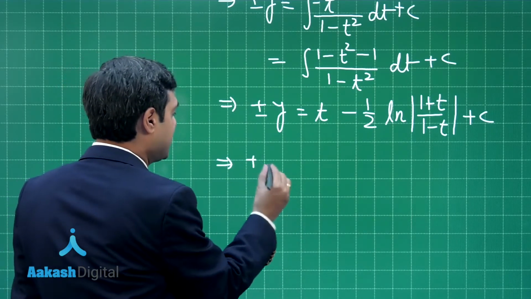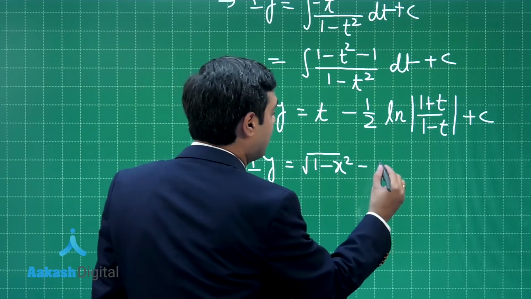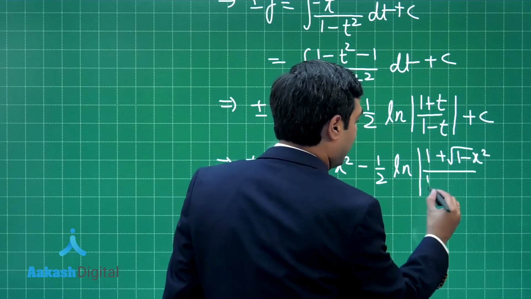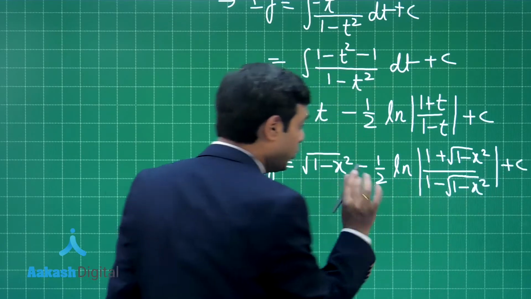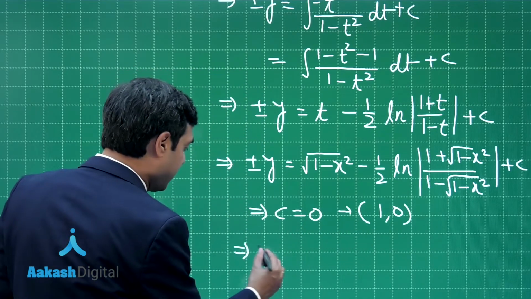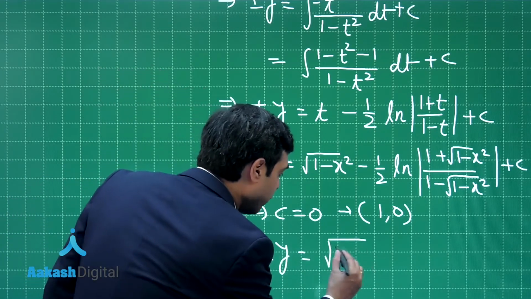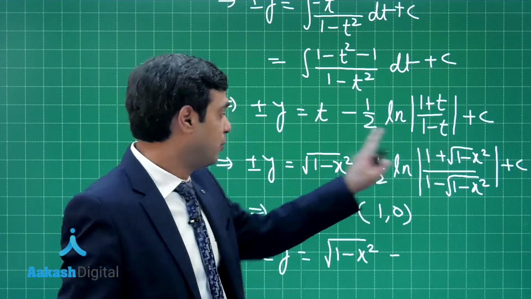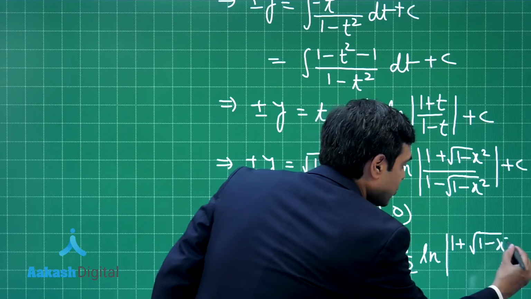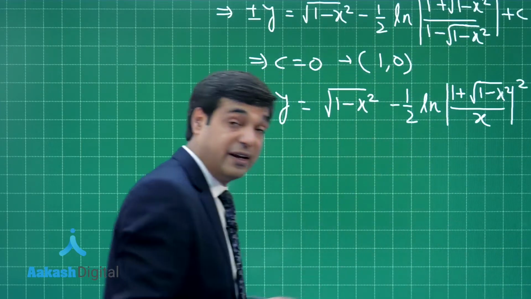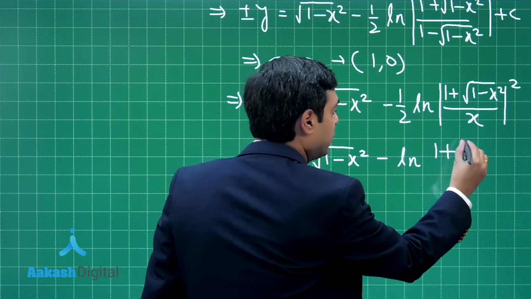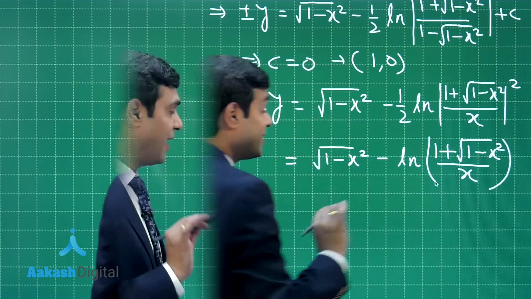Put the value of t here and pass this curve through (1, 0) to get the value of c. So here we have plus minus y equals square root of (1 minus x square) minus half log of (1 plus root of 1 minus x square) upon (1 minus root of 1 minus x square) plus c. When you pass it through (1, 0), you obtain c as 0, as it is passing through (1, 0), right? So here we get plus minus y is equal to root of (1 minus x square) minus, when you rationalize it, half log of ((1 plus root of 1 minus x square) upon x) whole square. That's clear. So finally we get root of (1 minus x square) minus log of ((1 plus root of 1 minus x square) upon x). No need to write the modulus as the curve is lying in the first quadrant, so x is positive.